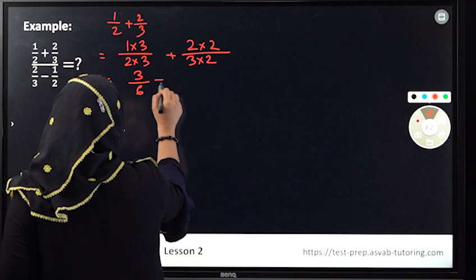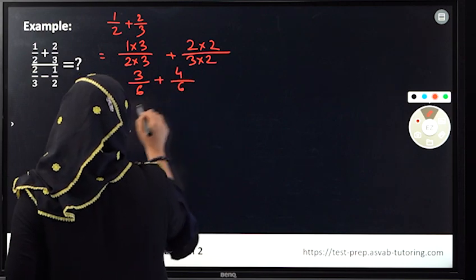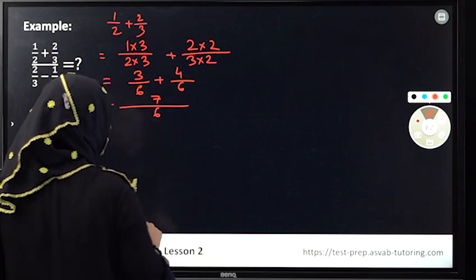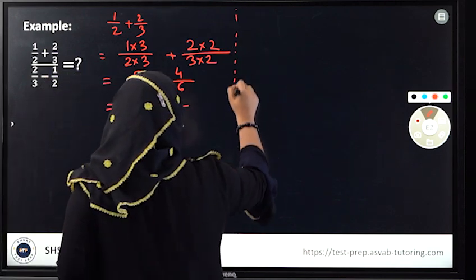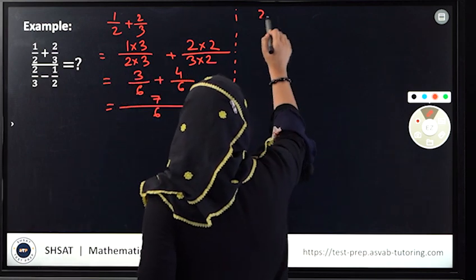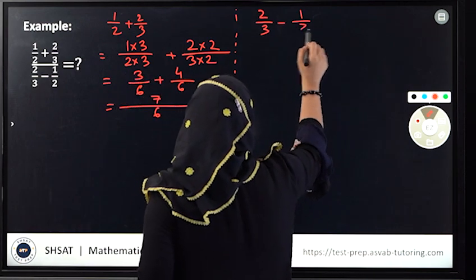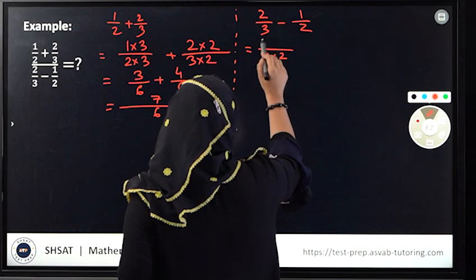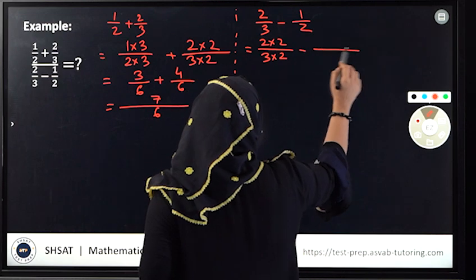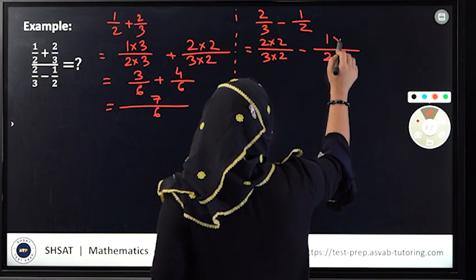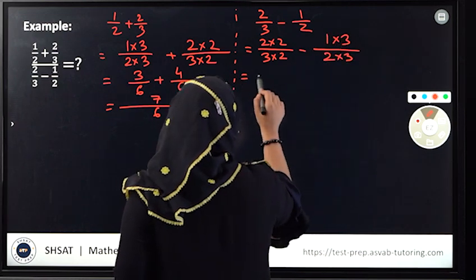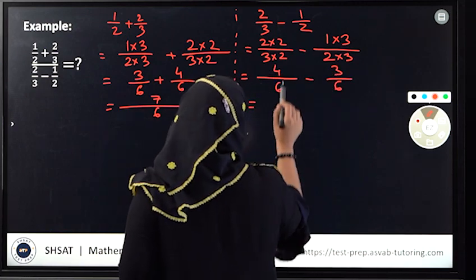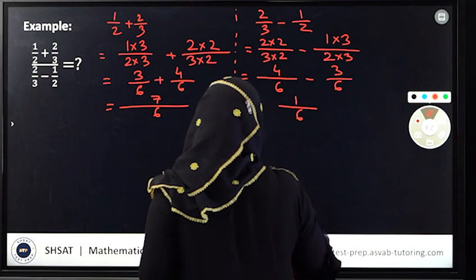2 times 3 is 6. This is 4. 3 times 2 is 6. Adding them up gives you 3 and 4, 7, and that is just 6. Now let's do the denominator part. We have 2 over 3 minus 1 over 2. So you can actually, once again, change this to 6. Just like that, I am doing times 3 over here. So that gives you 4 over 6 and 3 over 6. 4 minus 3 is 1, and then you have a 6.